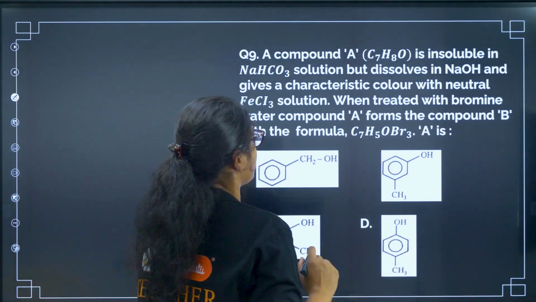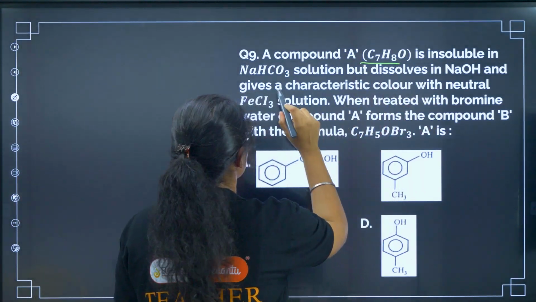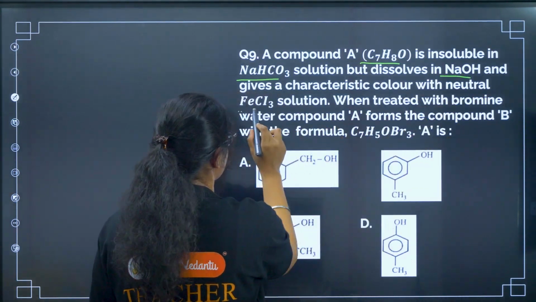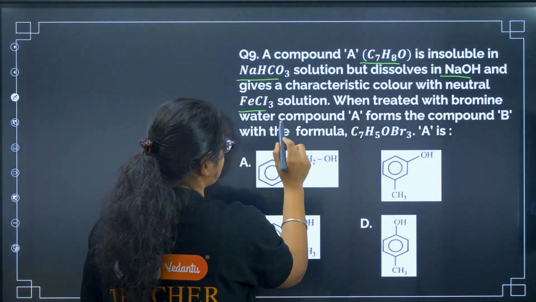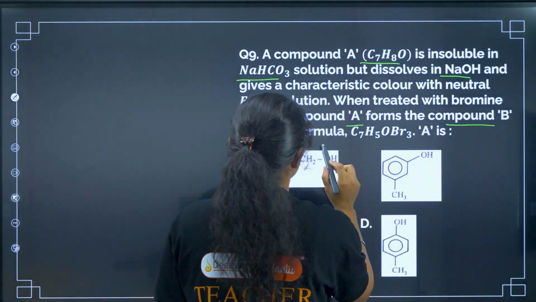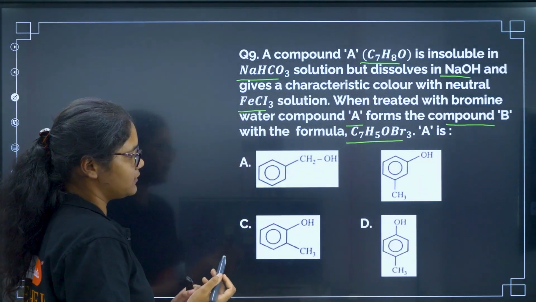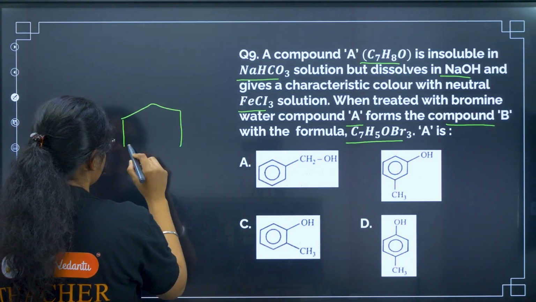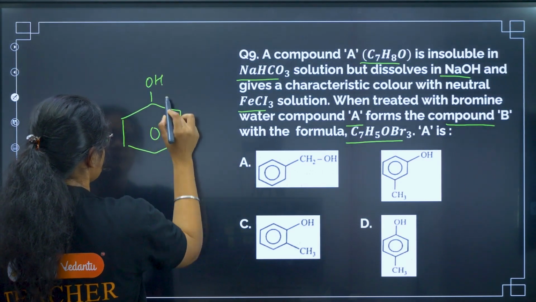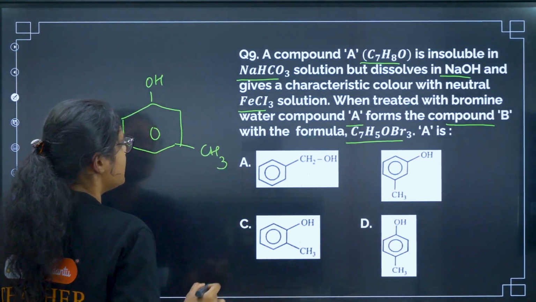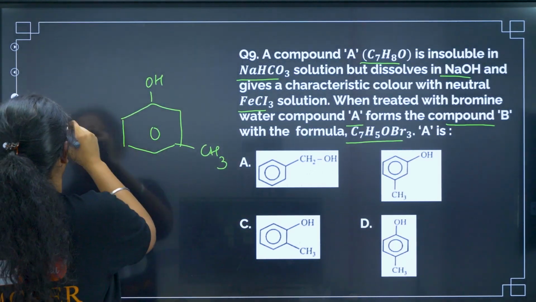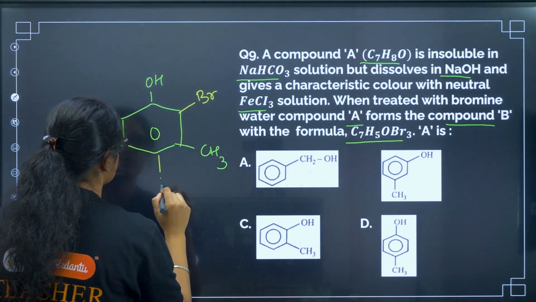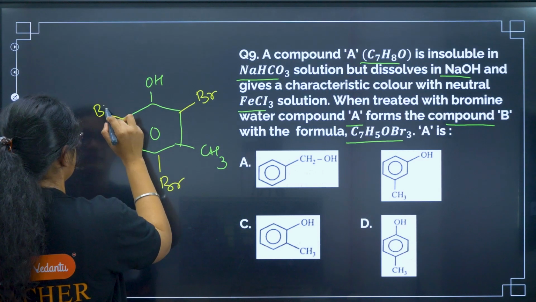Next. Okay, a compound C7H8O is insoluble in NaHCO3 but dissolves in NaOH and gives a characteristic color with FeCl3. When treated with bromine water, A forms a compound B with the formula C7H5OBr3. So this is a very similar question to the one we have just discussed. If you have this compound and CH3, right? So when you do bromination, we will get bromine on these 3 points, that is this ortho, this para position and this ortho position.